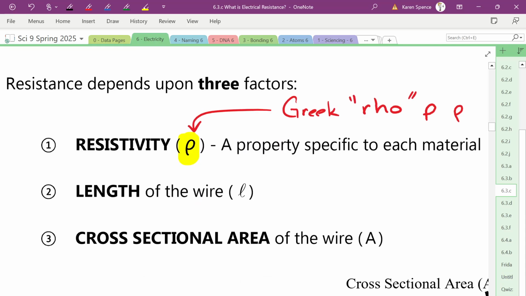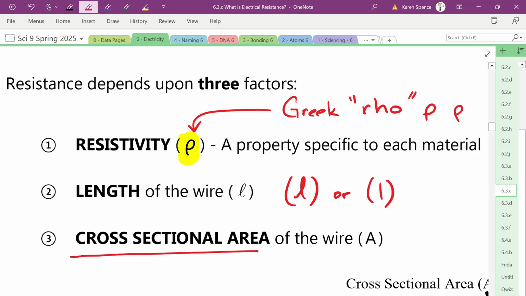We have the length of the wire, which you can either write as L, or you can write it as a cursive L. I don't like to write it like that because then it starts to look like either a 1 or an I, and that becomes confusing. Do you guys know what I mean when I say cross-sectional area? How many people feel like they know what cross-sectional area means? 1, 2, 3, 4. Okay.